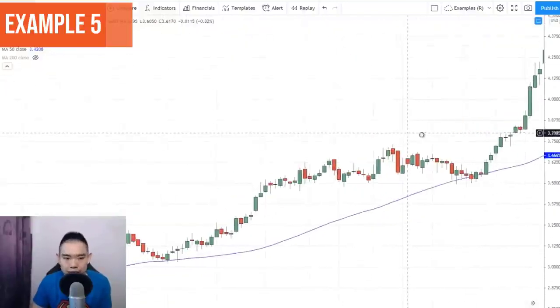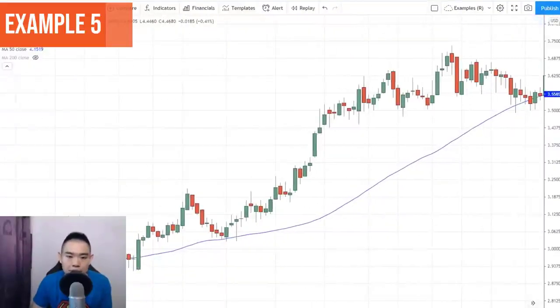Well, in fact, it did, right? It did close below the 50 MA here at this point. But remember, your initial stop loss is actually 1 ATR below this low, which is somewhere here. So your initial stop loss is not hit. So of course, for me, I would adhere to the original stop loss rather than exiting the trade prematurely.